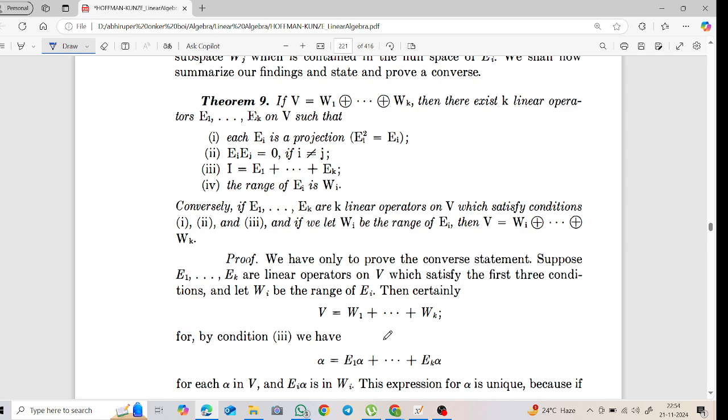Conversely, if E1 to Ek are k linear operators on V which satisfy these conditions, and if we let Wi be the range of Ei, then we get this decomposition of V.